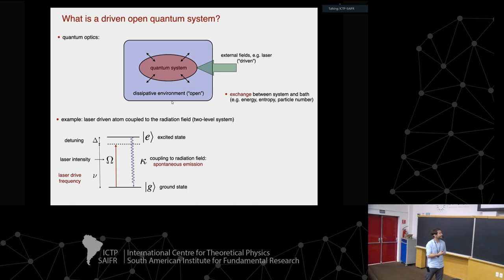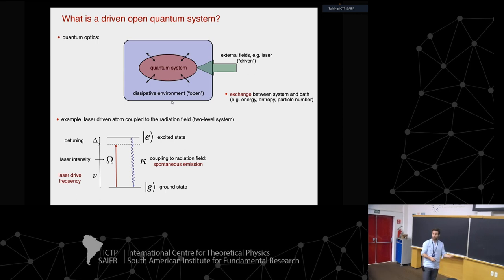It's just the simple, most paradigmatic example, really this driven two-level system. So we have a ground and an excited state. We have here a laser which operates at a frequency nu that almost bridges the distance between these levels, but not quite. So we can dial in some detuning by choosing the laser frequency. And the laser intensity is proportional to this omega here. And this is what makes the system driven. So this is our laser drive.